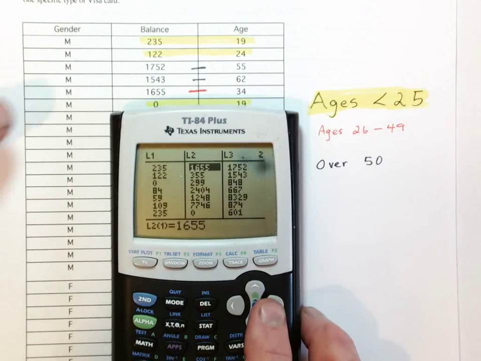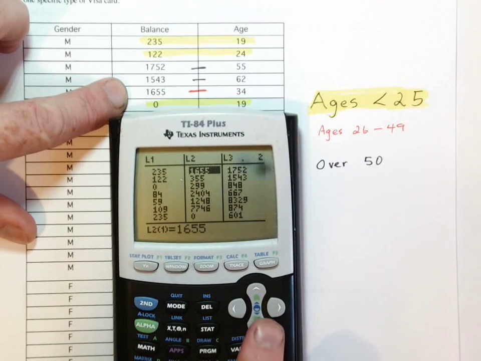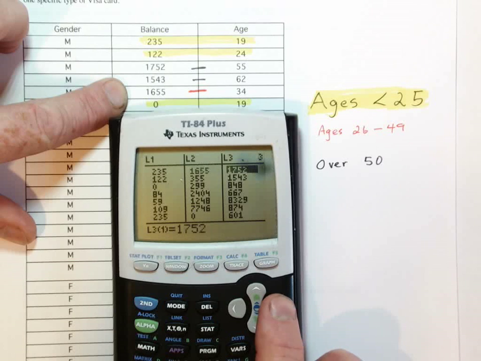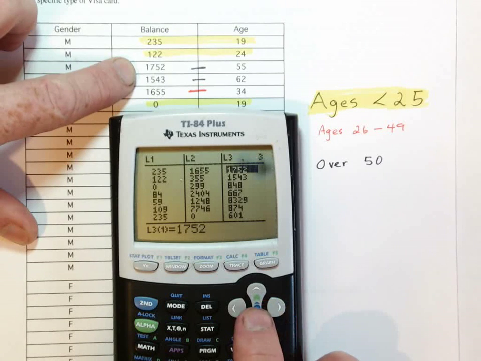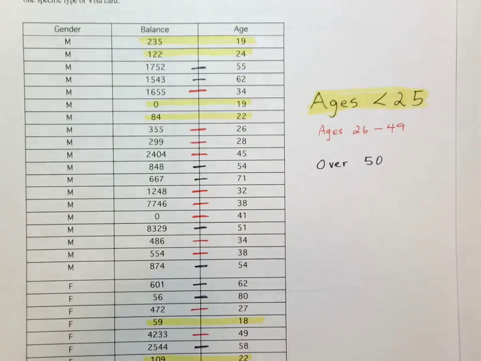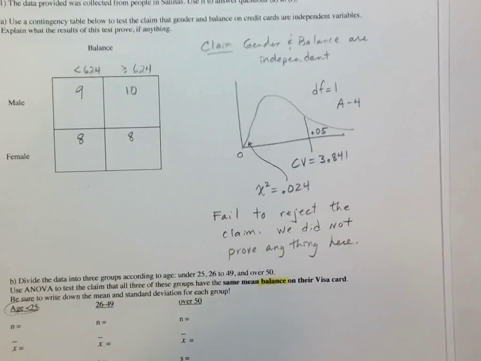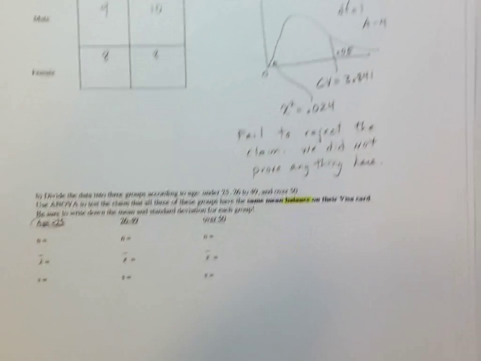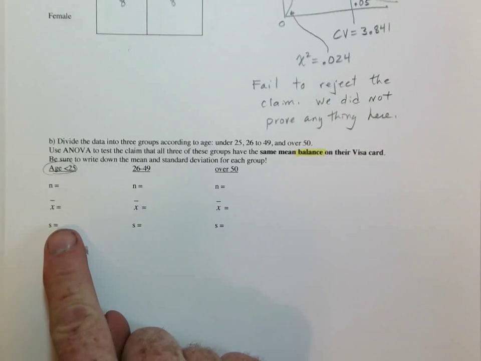This is the list for the ones that I highlighted red. You can see it starts with that first red one, 1655. And then these are the older people. Their balances, 1752, 1543, etc. Okay, once all of that highlighting and typing the information in the lists is done, then we're ready to do the next part. So the next part is find the mean and standard deviation for each group.